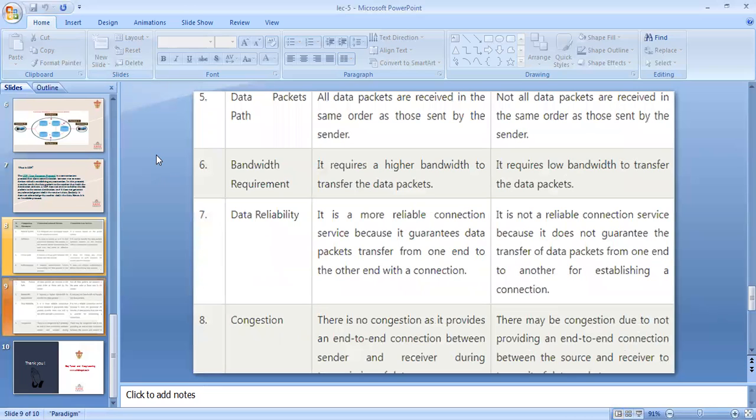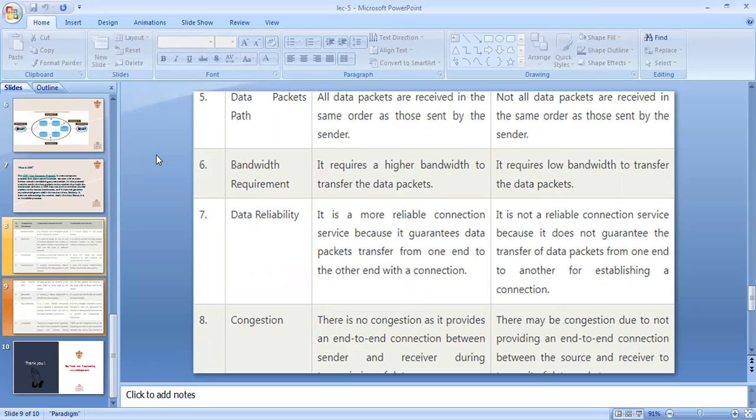Now the fifth one is data packets path. All data packets are received in the same order as those sent by the sender. That means when we receive all the data packets from the sender, they are in the same order. But in case of connectionless services, there is no arrangement. That means data packets are not received in the same order as those sent by the sender.